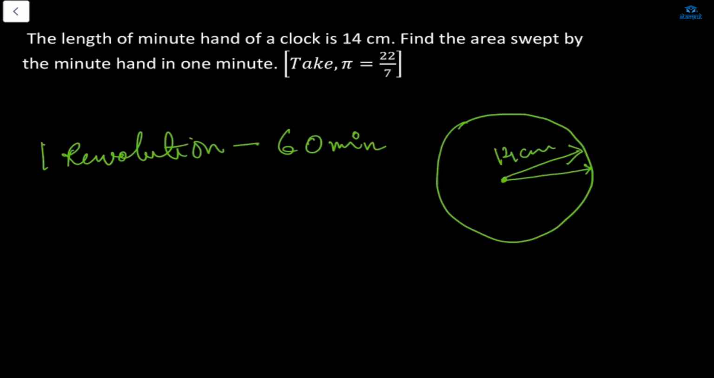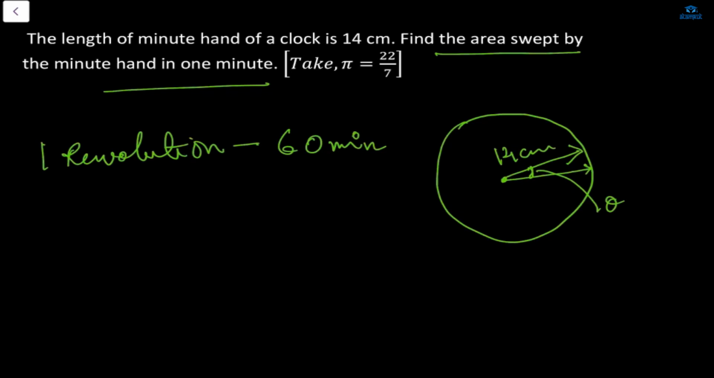The area swept by the minute hand in 1 minute only. Okay, so how can you find out? The complete circle is of what? 360. First of all, we need to find out the theta. This theta we need to find out. Now how can we find out this theta?